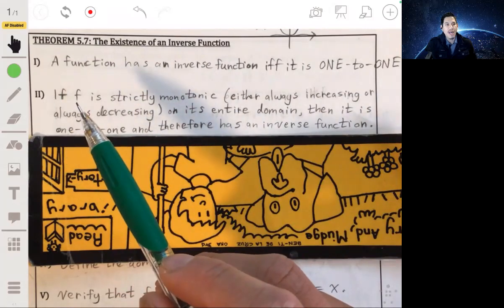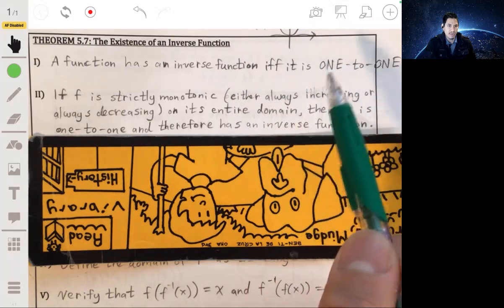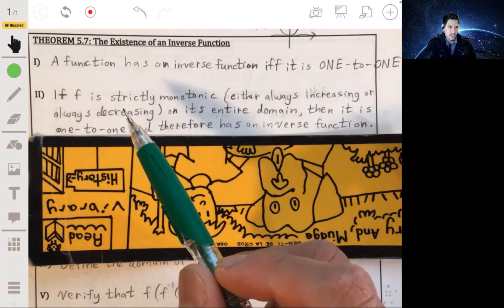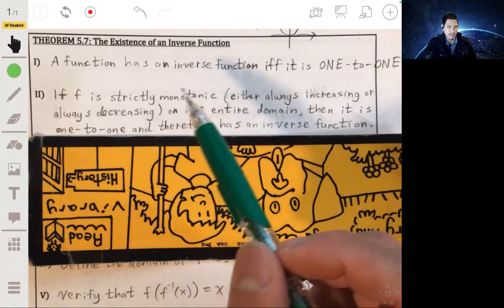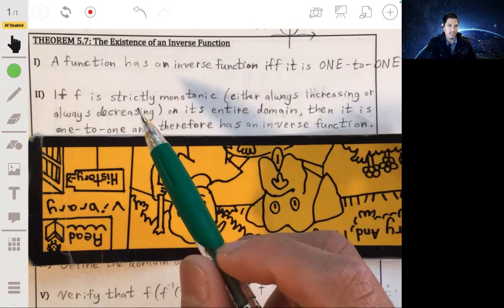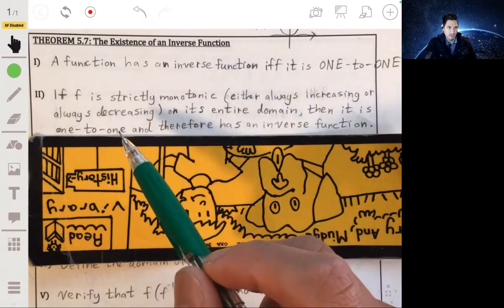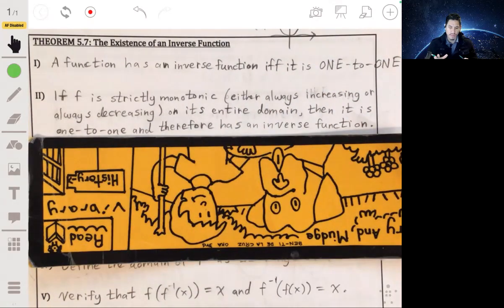Well, if f is what's called strictly monotonic, which means it's always increasing or always decreasing, then it's 1-to-1. So we want to check that f is strictly monotonic. If that's true, that means it's 1-to-1, and that means it has an inverse. The big deal here is that not every function has an inverse. That's something you want to make sure you understand.